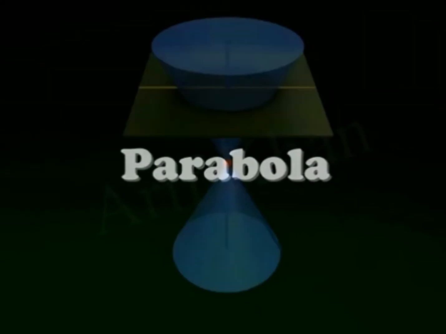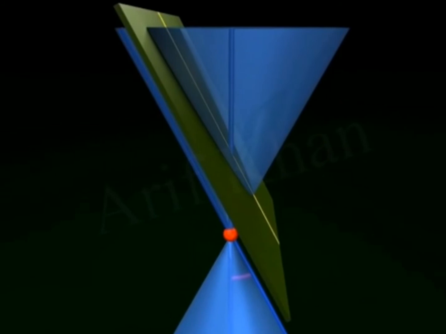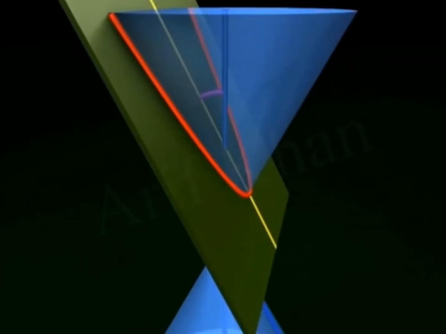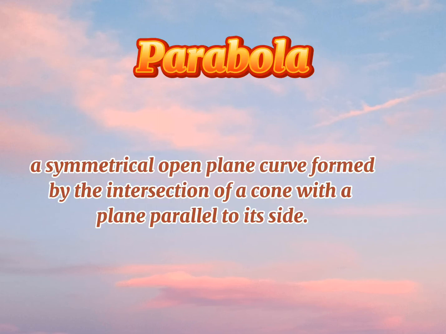Parabola. When the angle made by the plane to the vertical axis is exactly equal to the vertex angle, we get an open curve called a parabola at the intersecting surface of the cone. Parabola, a symmetrical open plane curve formed by the intersection of a cone with a plane parallel to its side.